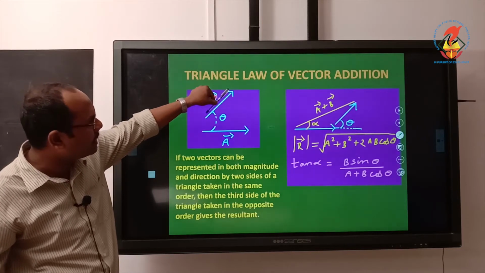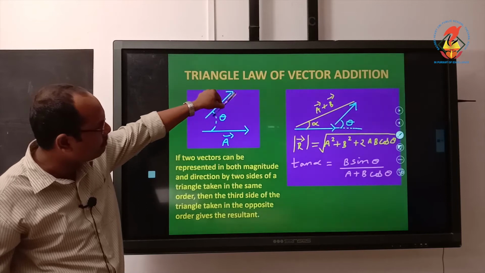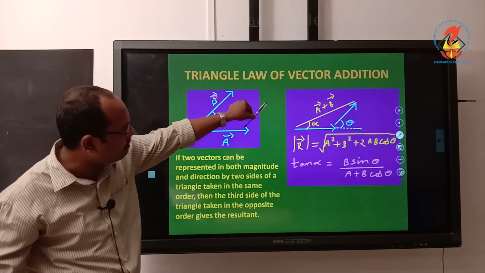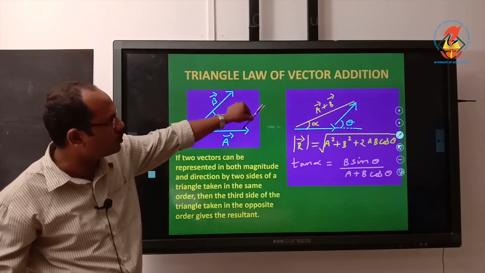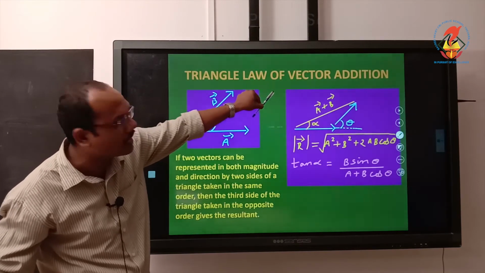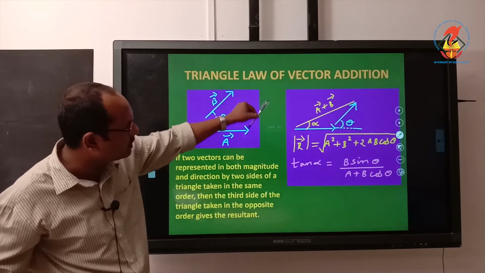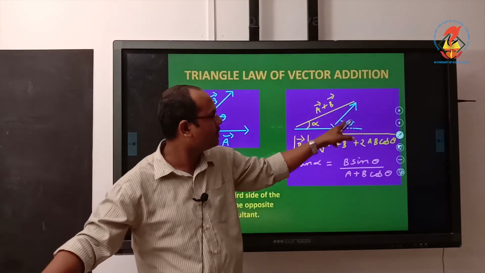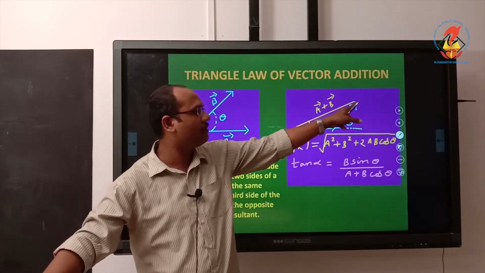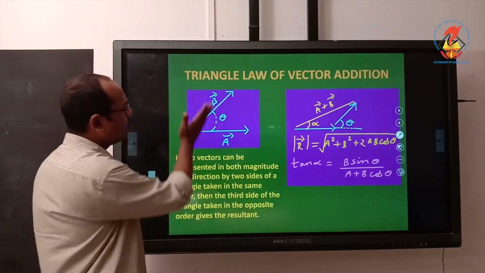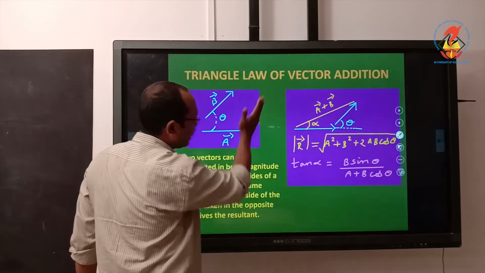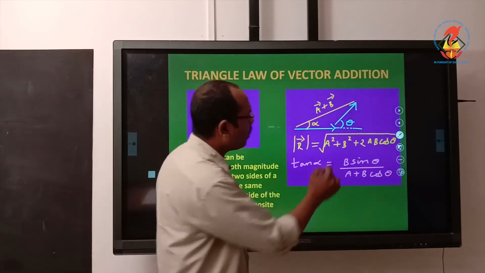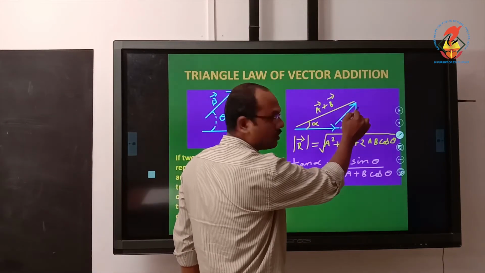Without shifting the angle, just slide the pen like this and keep the tail of the pen on the head of A. So you will get a vector in this direction. That is what I have drawn here. I have shifted vector B without changing its angle and kept the tail of B on the head of A.